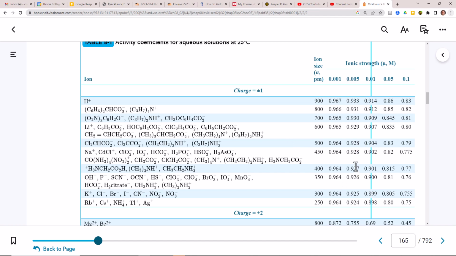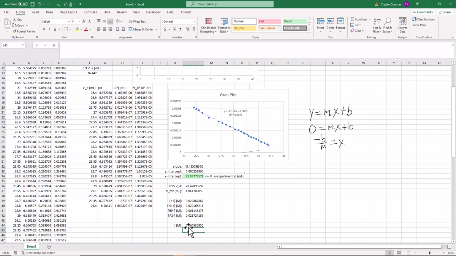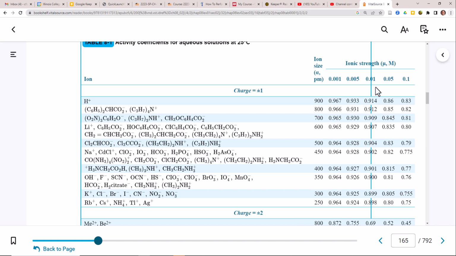What you'll notice is that the ionic strength we calculated is 0.06. So we go back to our table. There's no 0.06 here. There's 0.05, 0.01, and 0.1. So 0.06 is not on our table, which is a problem. But we know that 0.06 is going to be between 0.05 and 0.1, so we could do something called interpolation.